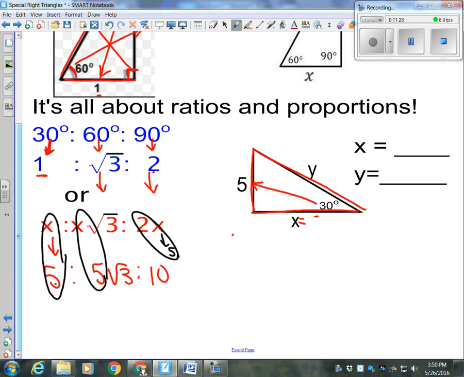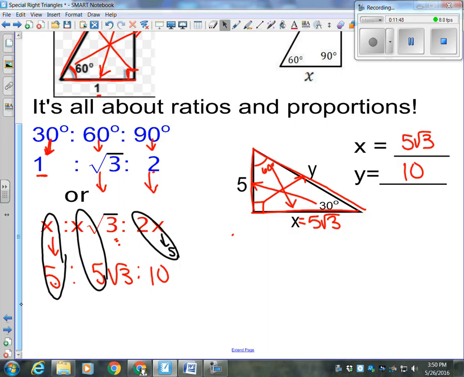So this is the medium length side because it's across from the 60. Okay, so that would be in proportion of 5 with the square root of 3 because the middle one has a square root of 3 in it. The largest angle is the right angle, and it's twice as big as the short side, and so it becomes 10, and x was 5 with radical 3.